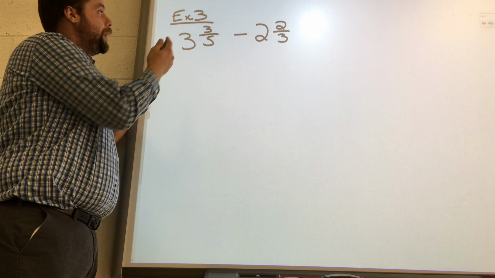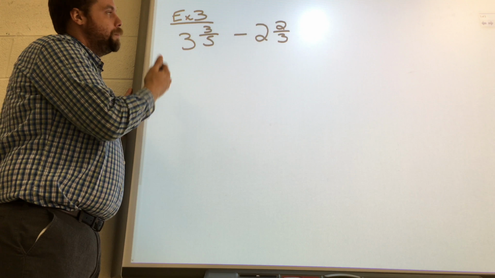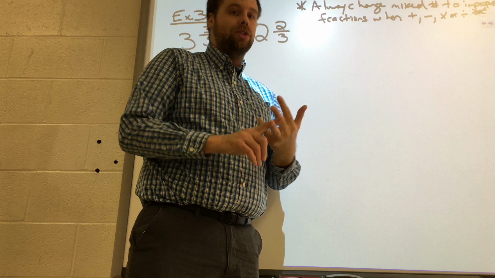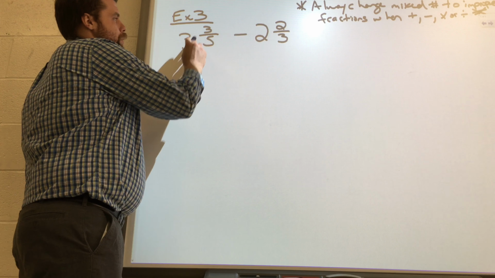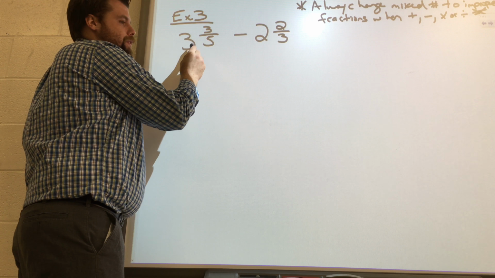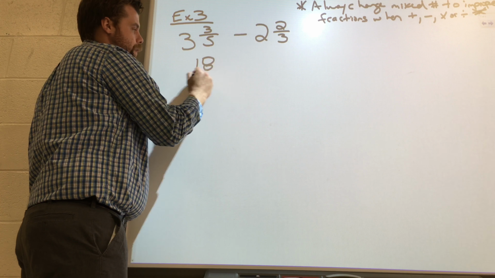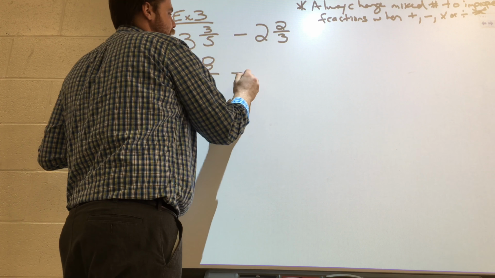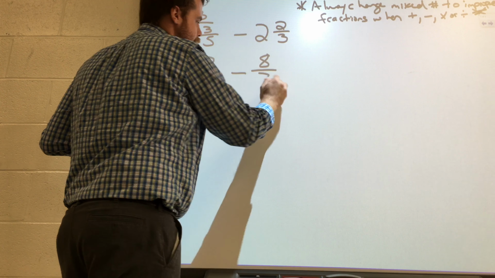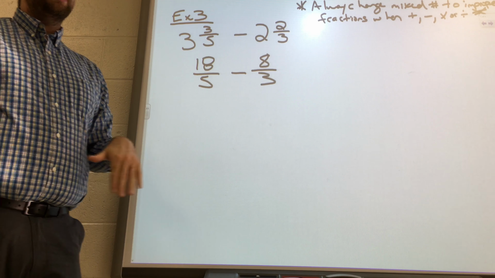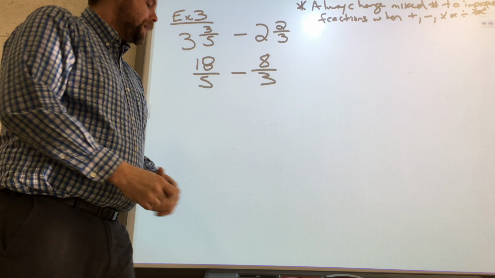Example number 3. We have 3 3/5 minus 2 2/3. Now, always change mixed numbers to improper fractions when adding, subtracting, multiplying, or dividing fractions. So for example, 3 3/5: 5 times 3 is 15, plus 3 is 18 over 5. Minus 3 times 2 is 6, plus 2 is 8 over 3. Always change them to improper fractions first.